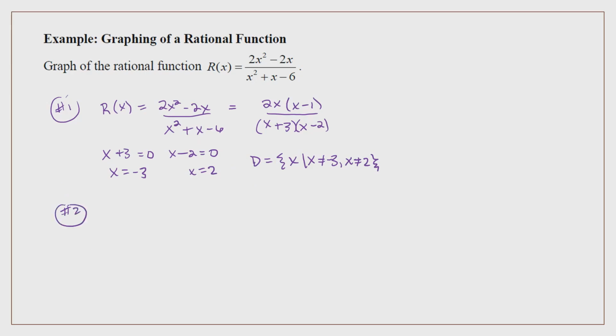Step number 2, we want to write r of x in lowest terms. The numerator and denominator do not have any common factors, so r of x is in lowest terms.